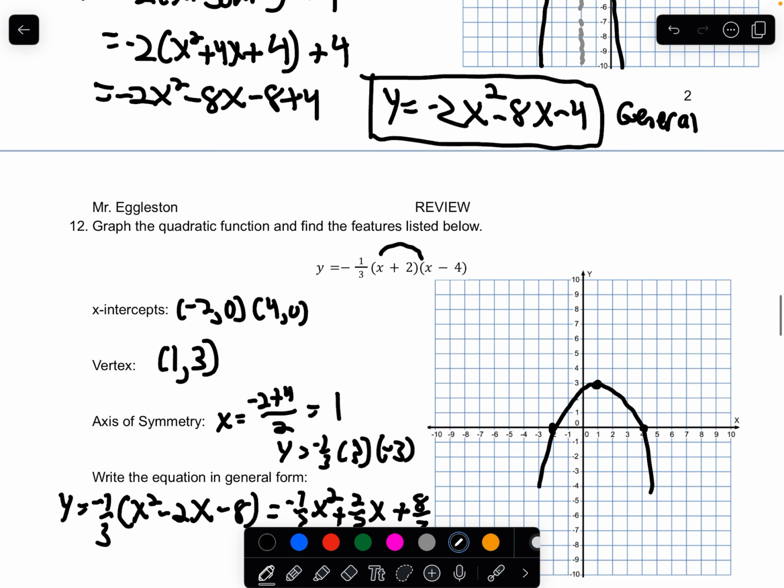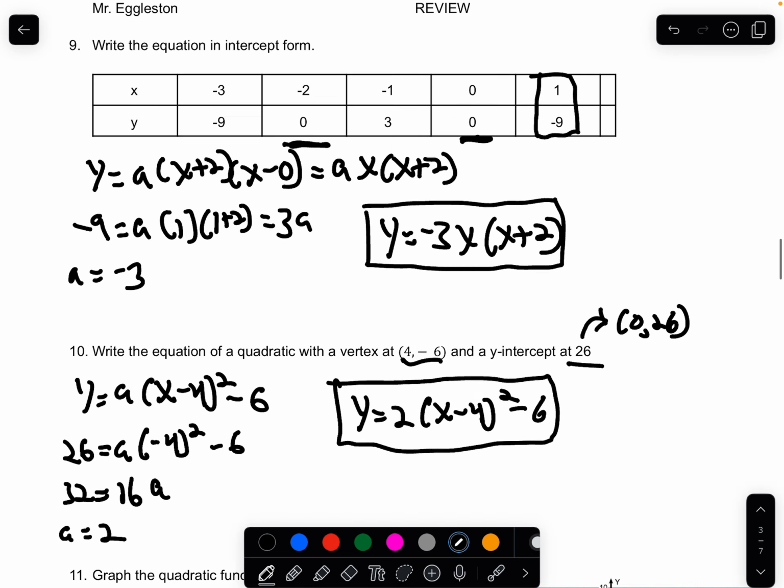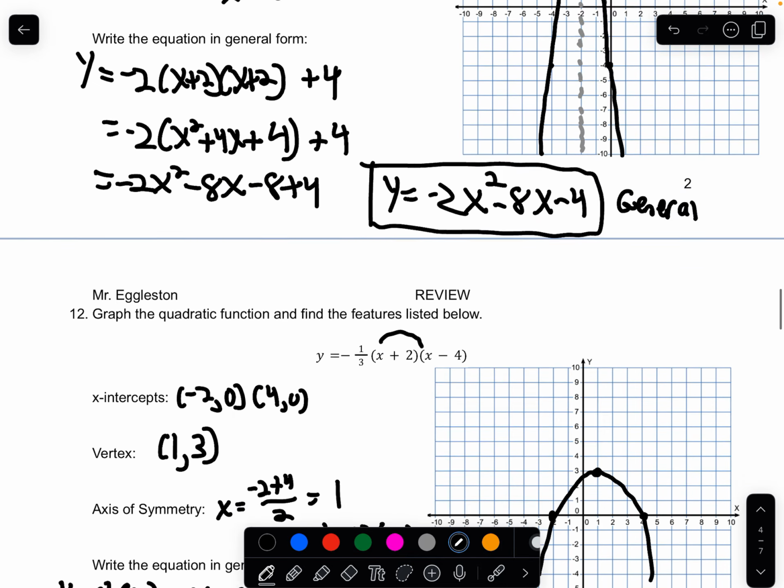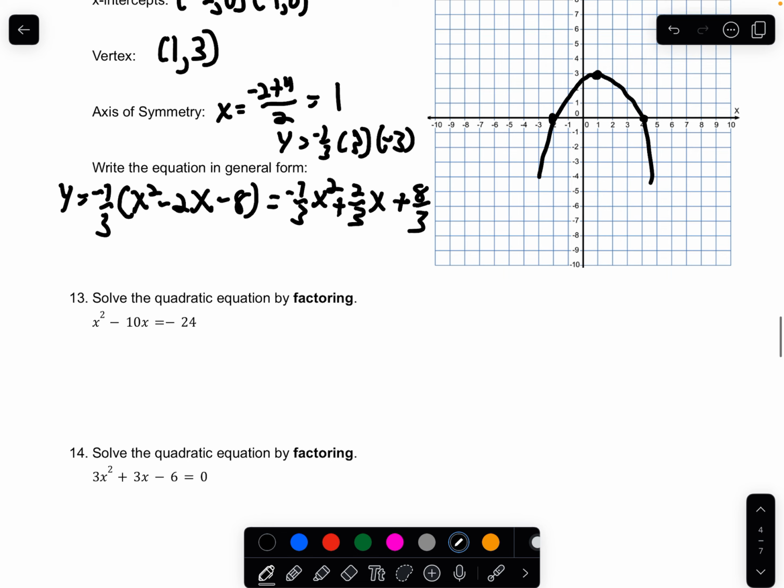So again, the hardest one I felt was the one way up here with the, wherever that interest rate one was. That was painful. All right.